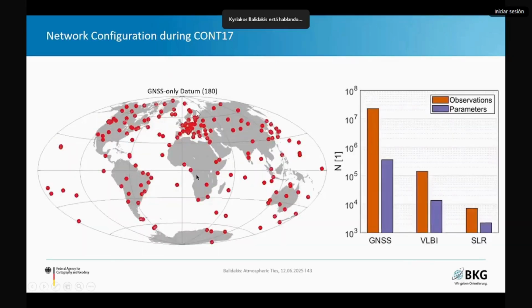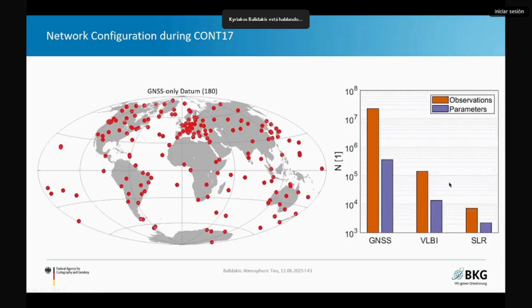So I think this graph here on the right might be quite interesting to understand a little bit what's going on when we combine data from different observing systems. So there are 3 columns: GNSS, VLBI, SLR. The orange is the number of observations. The purple is the number of parameters that are estimated during the processing. And then the y-axis is just number, and the scale is logarithmic.